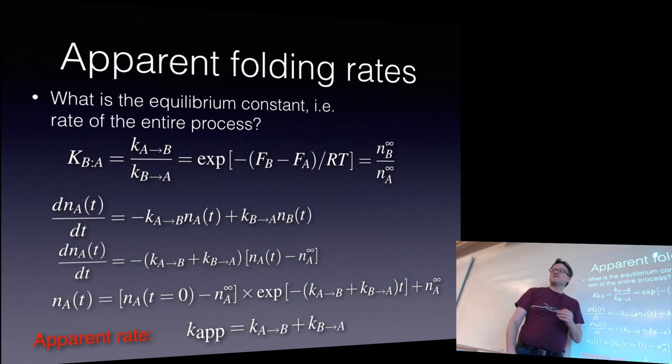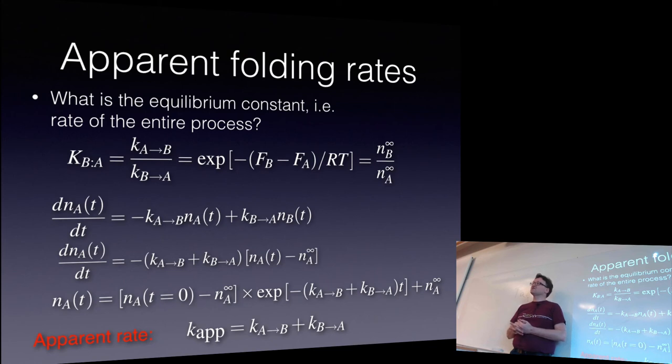And I'll do you a favor. You can forget about that after this slide. So why do I even show that? Well, I want to show that there is a way, because again, the K here was just an equilibrium constant. I would like to know how fast the net process happens.